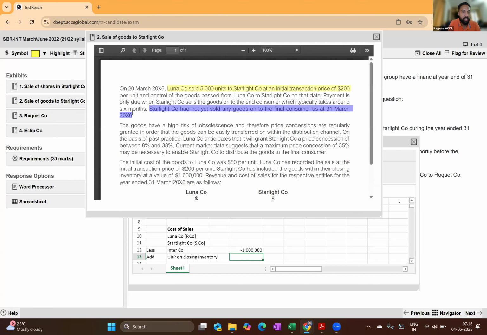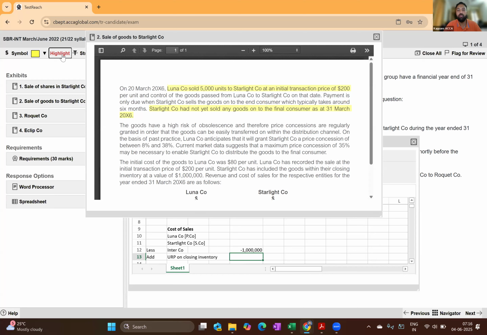So that means there is a closing inventory, and we will have to add back the URP on closing inventory in cost of sales. We'll have to remove it. So remove it, we have to remove URP on closing inventory. Removing it, we'll have to add back to cost of sales.